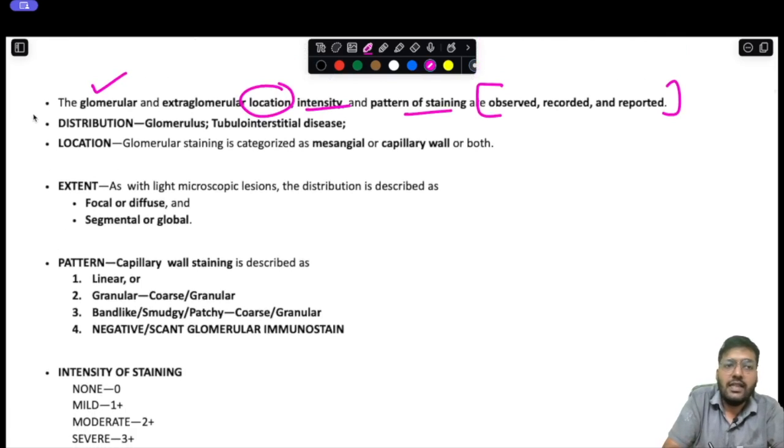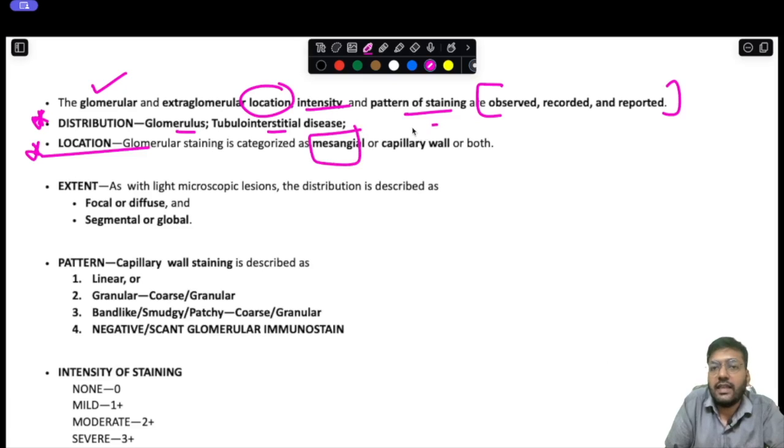So first of all, in the report, you have to mention the distribution of the immune complex deposit, whether it is present in the glomerulus or extraglomerular, for example in the tubules or in the interstitium. Secondly, the location, whether the deposits are in the mesangium or in the capillary wall or both, that is within the glomerulus. What is the location of these deposits?